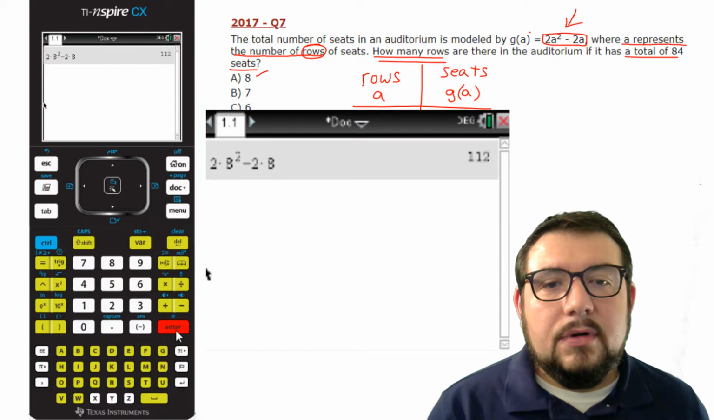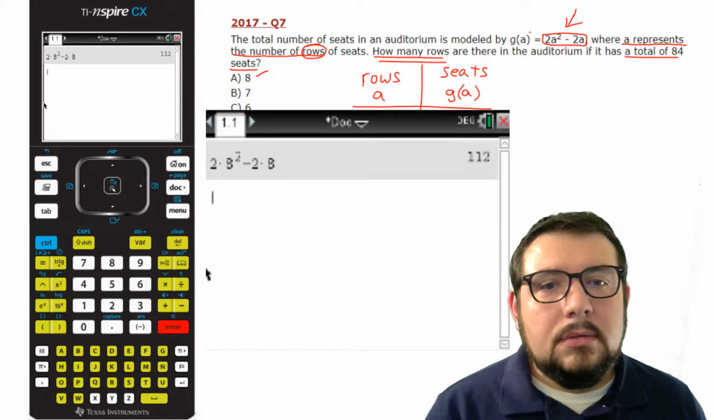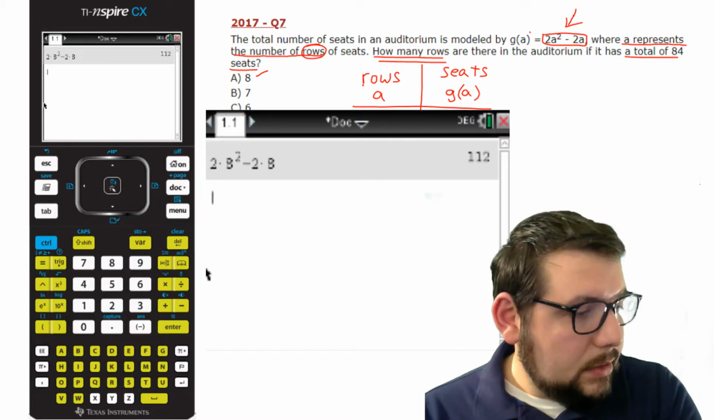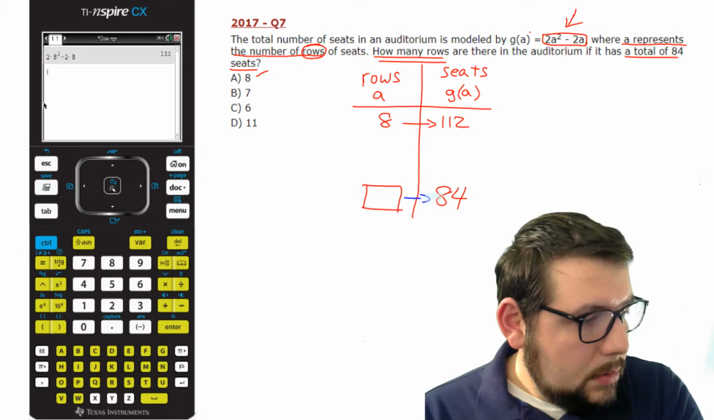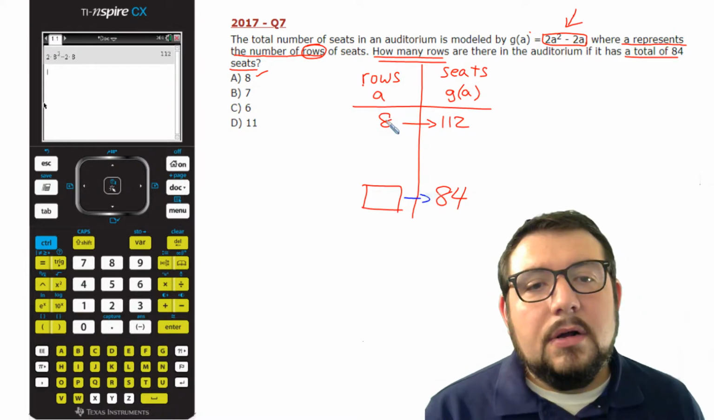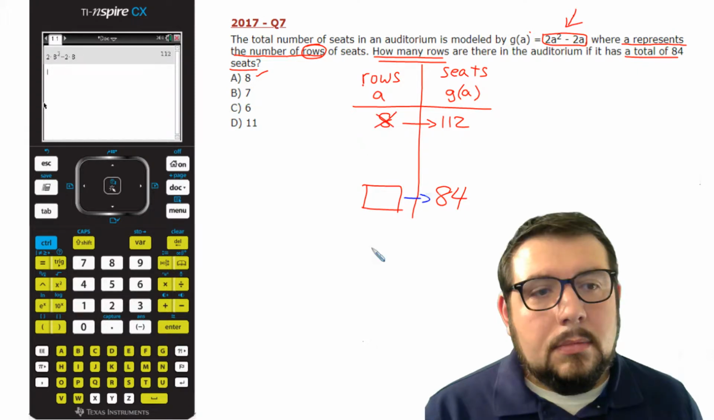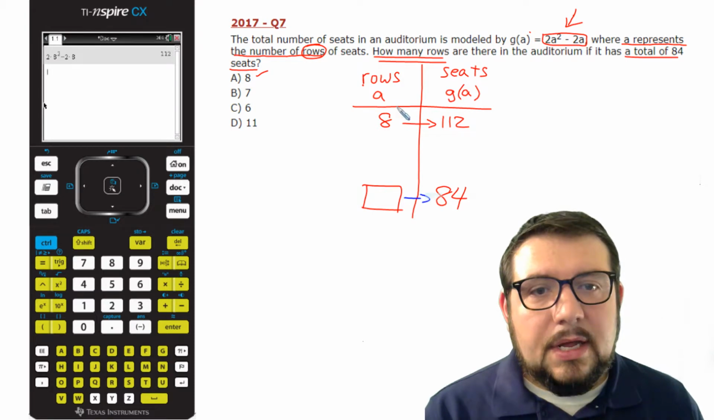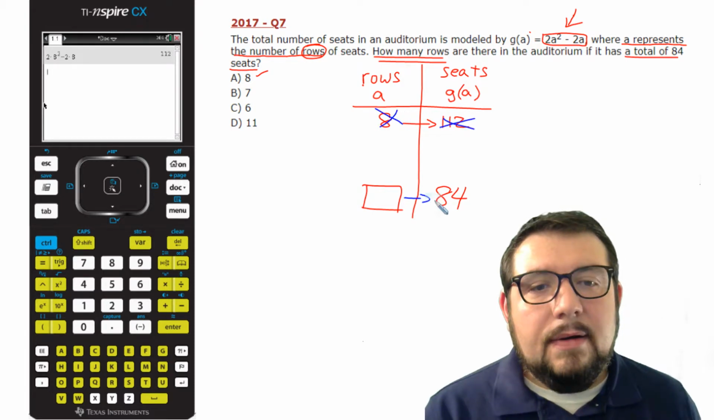Okay, so the number 8 produced the number 112. Well, let's take a look at what I just wrote down. So the number 8 produced the number 112. Well, that's clearly wrong. I want a number that produces the number 84.